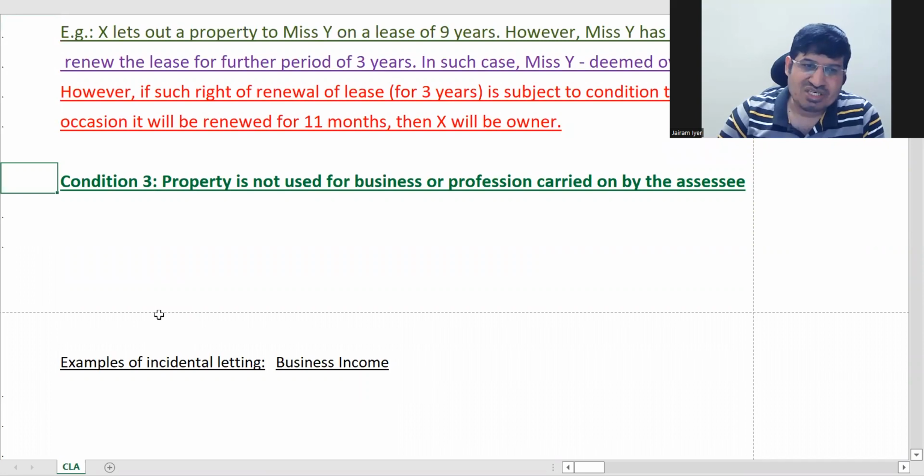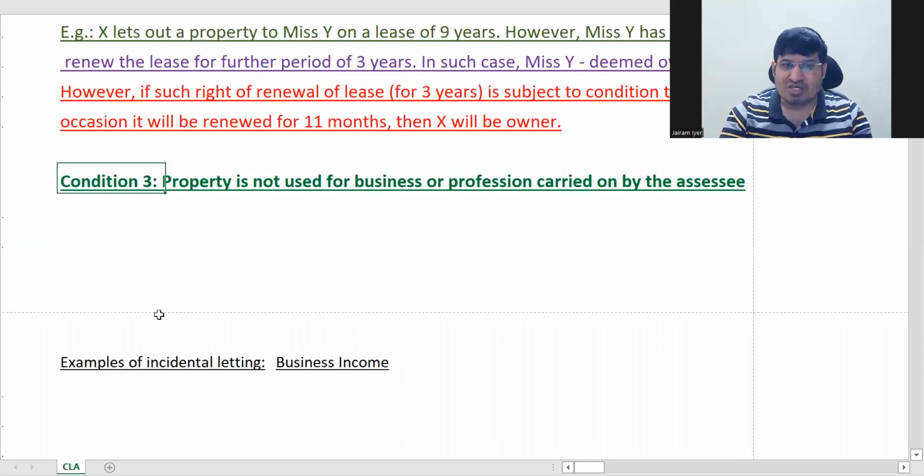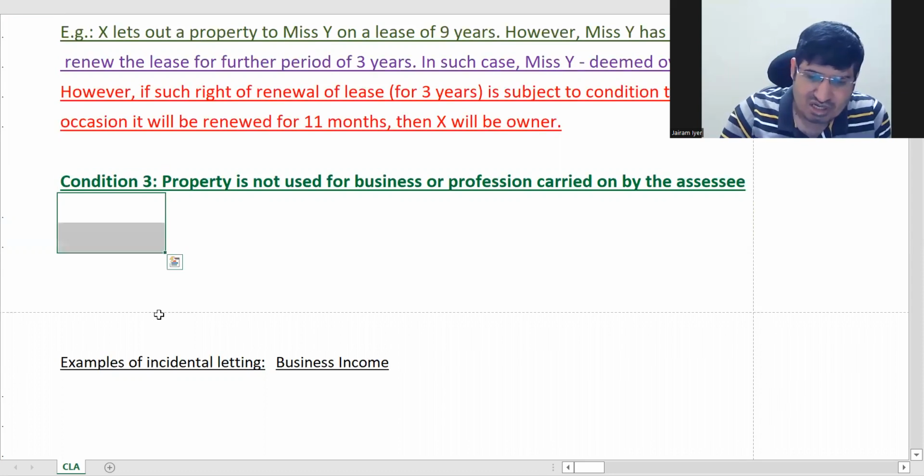So the first 2 conditions: buildings or land, but not the deemed owner, the original one. Building or land appurtenant thereto, and the assessee must be the owner of the property. With owner, we talked about deemed owner. Okay. A third condition was that the property should not be used for own business or profession.